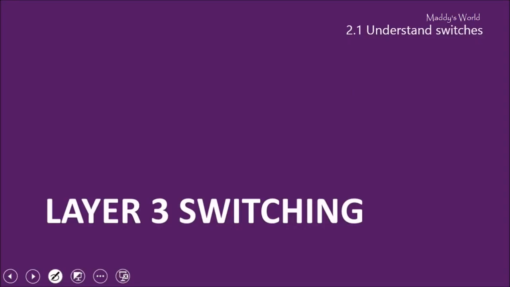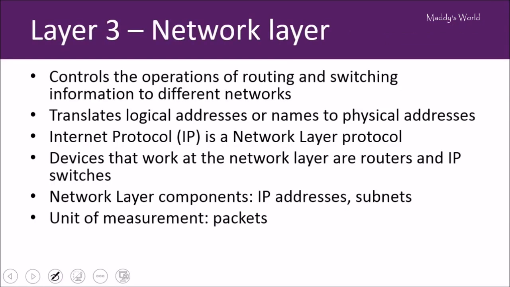All right, so layer 3 switching is a little bit different, okay? Layer 3 is the network layer. It controls the operations of routing and switching. It translates logical addresses or names to physical addresses or vice versa. So if you're receiving data, you're going to go from a physical address into a logical address. A major protocol that we're going to learn a lot about today, called the Internet Protocol, is a network layer protocol. Also IP is typically what it's referred to as. And devices that work at the network layer are routers, and then layer 3 switches, which can also be called IP switches, okay?